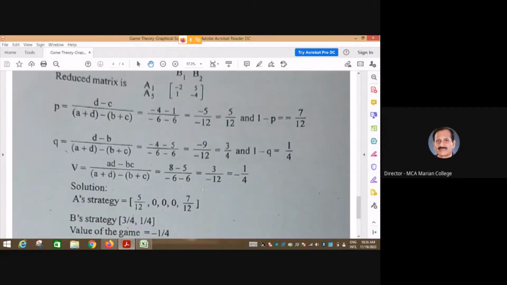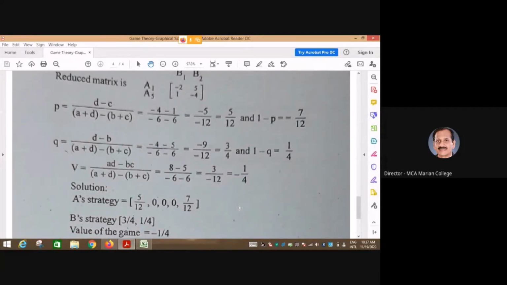Now the solution. How will we write the solution? Only A1 and A5 have got the positive values. We have avoided the second, third, and fourth strategies. We have reduced the matrix into a 2 by 2 matrix. So in that process, we have ignored 3 strategies, which will not have an impact on player A. So that is why we have ignored them.